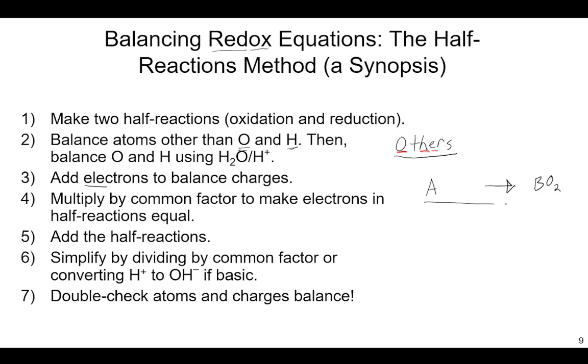So for example, if our half reaction looked like this, and clearly we were missing two oxygens on the left, we can't add those oxygens as just O2. We add them in the form of water, where each water has an oxygen. So we need two waters on the left. That's what I mean here by balance oxygen using H2O.